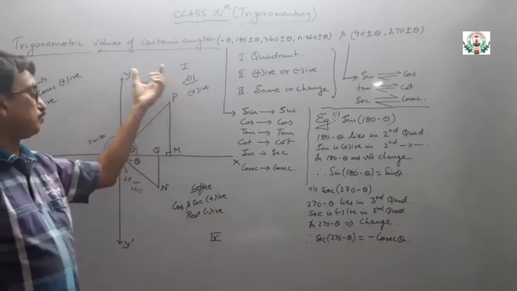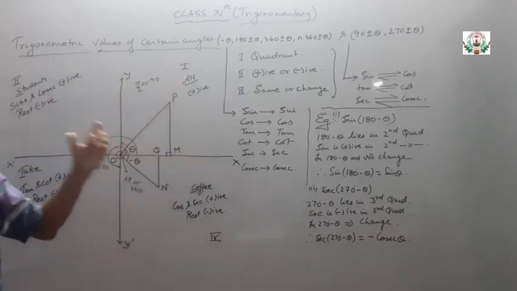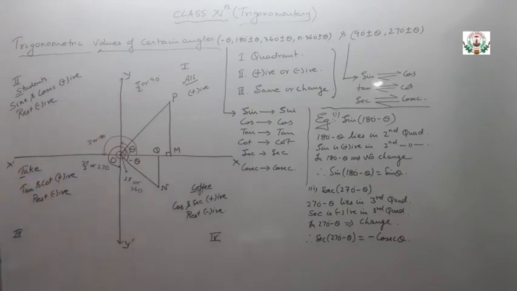All means in the first quadrant all the six trigonometrical ratios will be positive. And in the second quadrant, as students, S means where we take sine and its reciprocal cosec. Sine and cosec will be positive in the second quadrant, and the rest of the four trigonometrical ratios will be negative in the second quadrant.